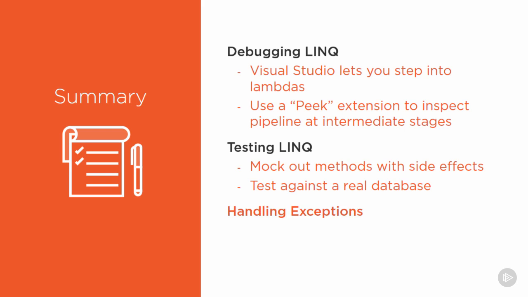And finally, we saw how deferred execution can sometimes cause surprises when it comes to catching exceptions in your LINQ pipelines. And we saw that it is actually possible to put exception handlers around individual stages in your LINQ pipeline, and if you want to, you can actually remove elements from your sequence that are causing exceptions to be thrown without having to stop at the first point something goes wrong.